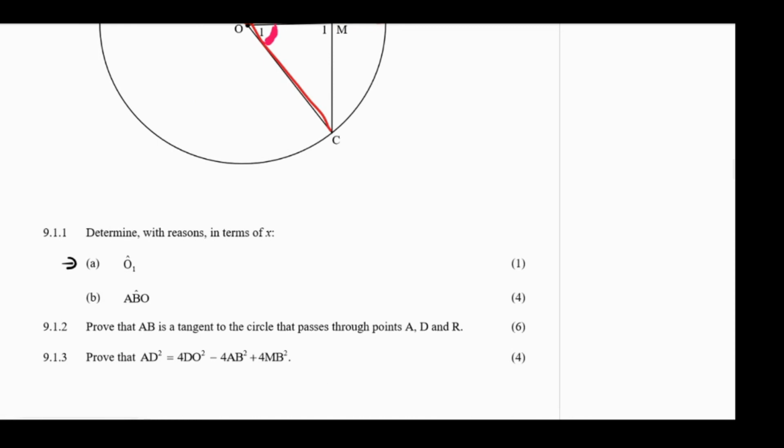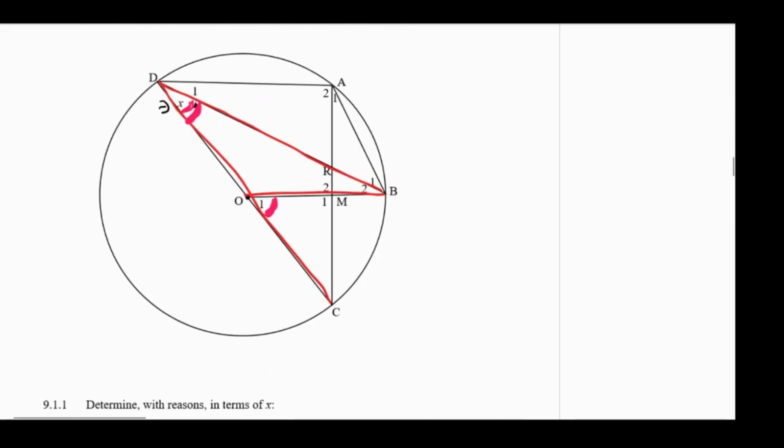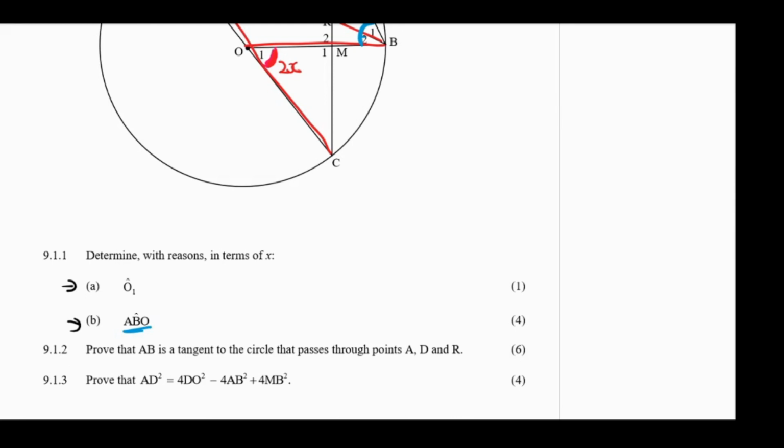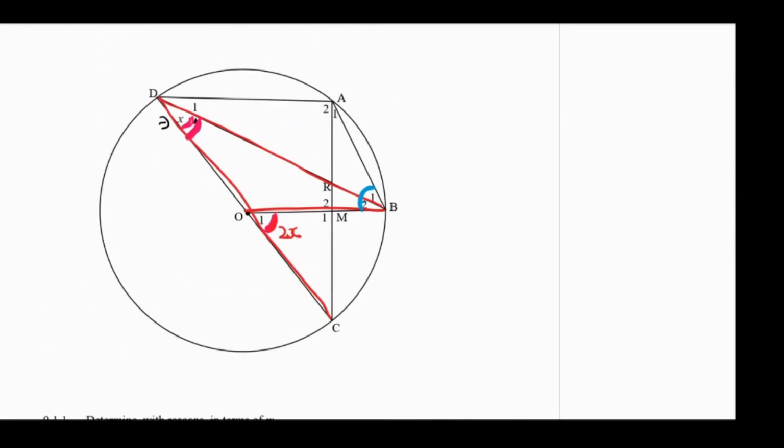So now we're going to find the angle ABO. Now we know that this middle here, O1, is 2X, and we want to find this angle here. We are told it's ABO. So basically we want to find angle B, which is equal to angle B1 plus B2.